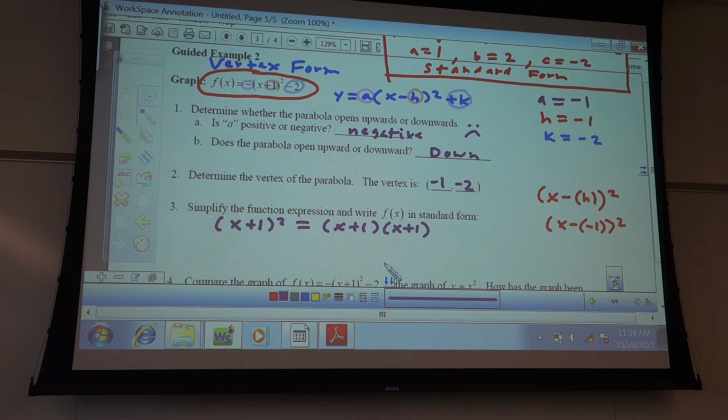So everybody, has anyone ever heard of foiling before? FOIL method? Raise your hand if you heard the FOIL method. Okay, so 3 of you haven't. Deji, you ever heard of it? David, you haven't heard of it?